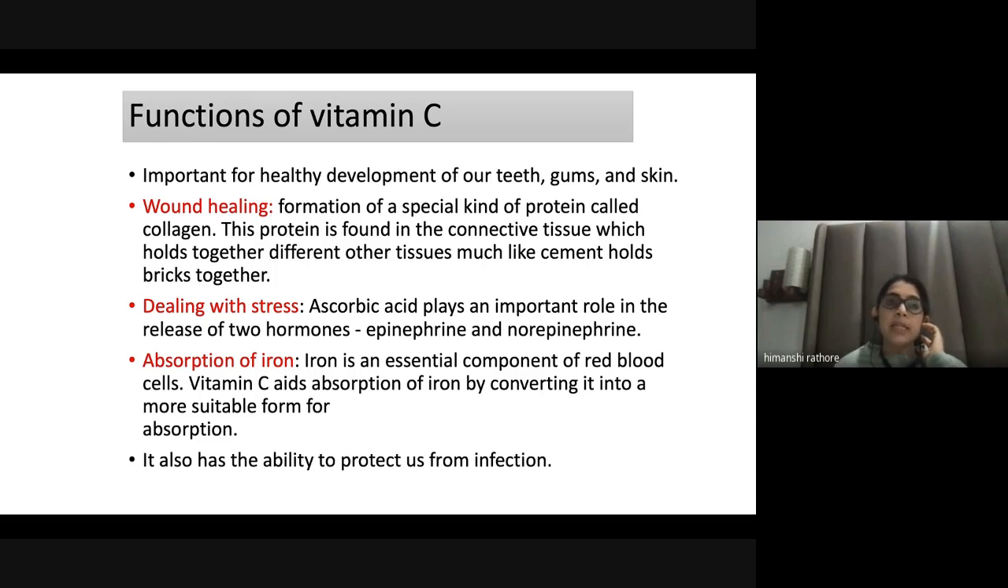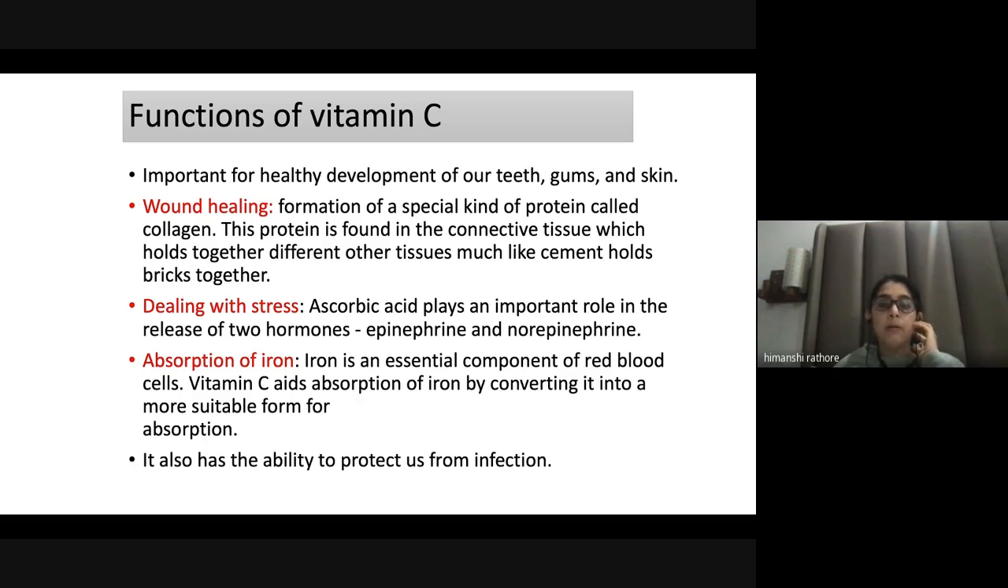Also, it has an ability to protect you from infection. When there are infections, I'm giving you an example of a recent disease which was known as corona, and in corona you all must be aware that doctors were prescribing vitamin C tablets. They were giving vitamin C supplementation to all the patients. Why? Because vitamin C keeps us away from the infection.